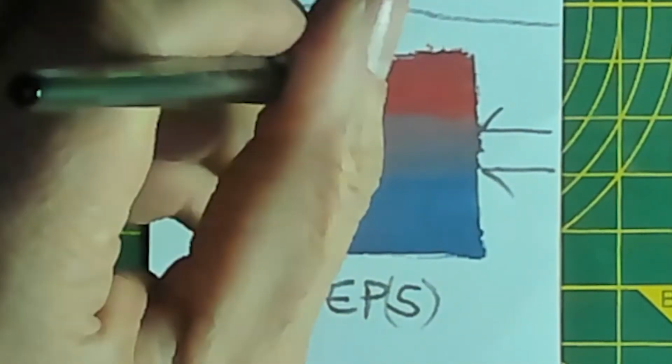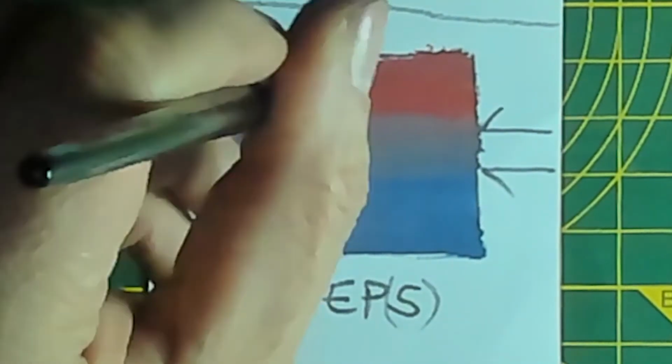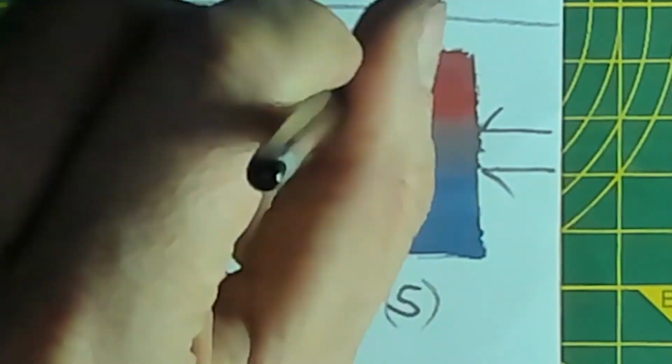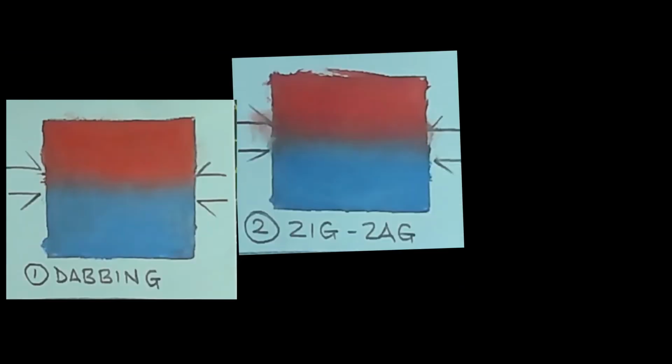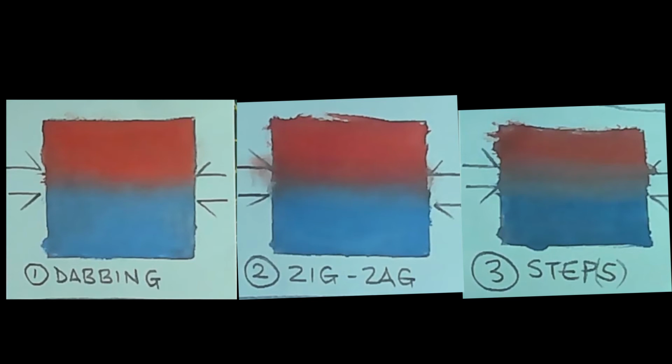Once you know all the different ways to blend, you can pick and choose which to use, or you can use all of them in combination in just one painting. It's up to you. And there you have it. 3 different ways to blend.